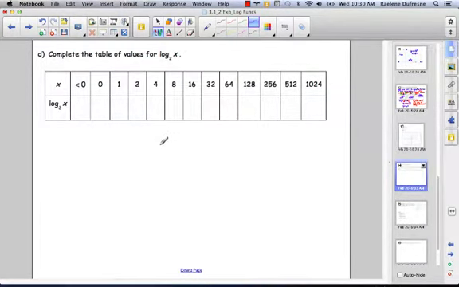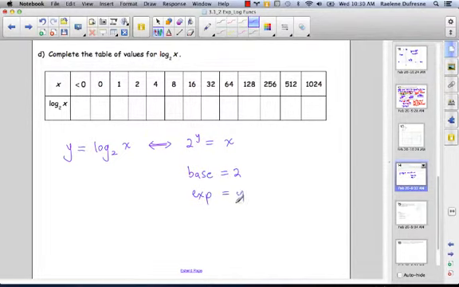All right, let's complete the table of values. If x is equal to 1, 2, 4, 8, 16, we have to remind ourselves what this means. Y equals log base 2 of x is equivalent to saying 2 to the y is equal to x. So in this case, the base is equal to 2, the exponent is equal to y, and the power is equal to x. The power is whatever you're taking the logarithm of. And when we see log base 2 of x, you're going to read it as, what is the exponent on base 2 to get the power x? The exponent is y.